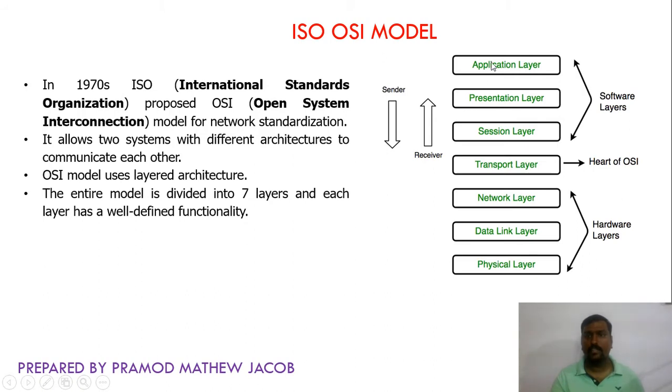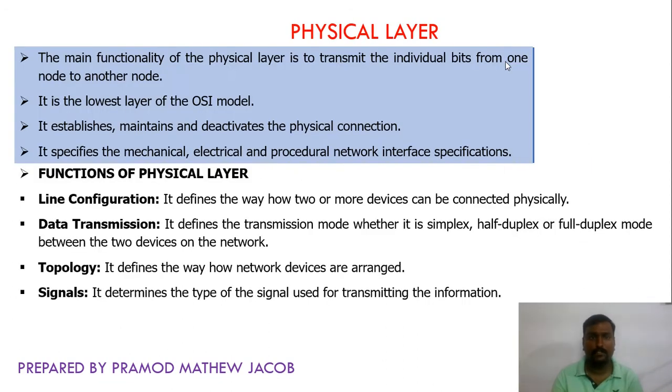On the sender side, the data will flow from up to downwards. That is, first it will move from application layer to presentation layer, then to session layer, then to transport layer, network layer, data link layer, physical layer. On the receiver side, it will go upwards. That is, through physical layer, data link layer, network layer, transport layer, session layer, presentation layer, and application layer. Let's understand the functionality of each layer in detail.